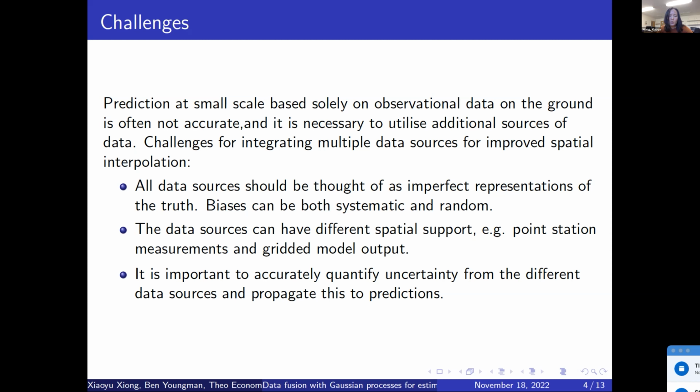However, there are several challenges for integrating multiple data sources for improved spatial interpolation. First, all data sources should be thought of as an imperfect representation of the truth, and the biases can be both systematic and random. And the data sources can have different spatial support, for example point station measurements and also the gridded climate model output. This is often known as a change of support problem. And also it is very important to accurately quantify uncertainty from all these different sources and propagate this into predictions.